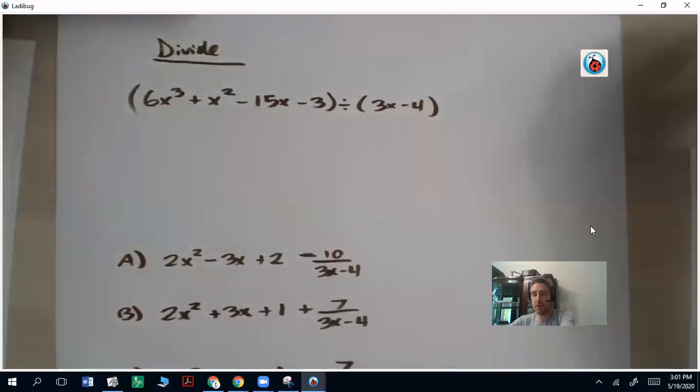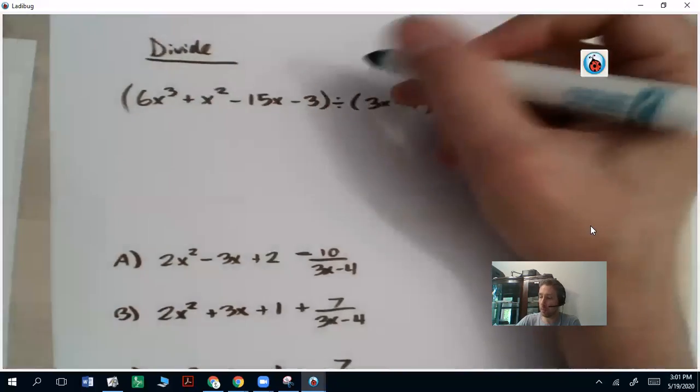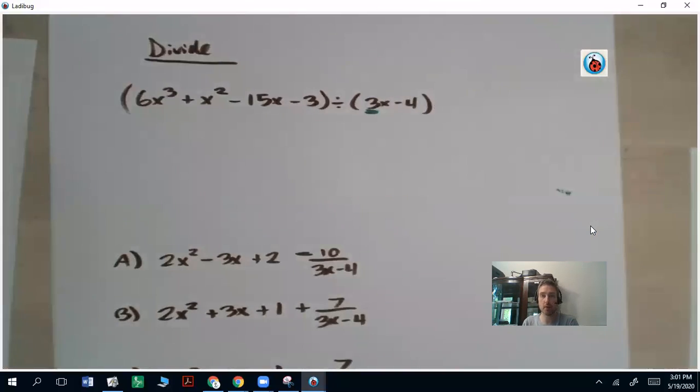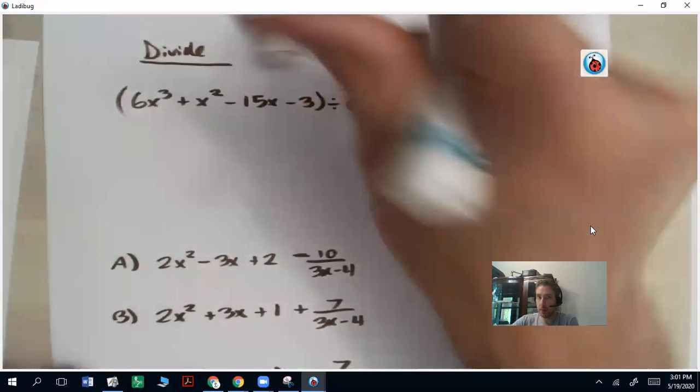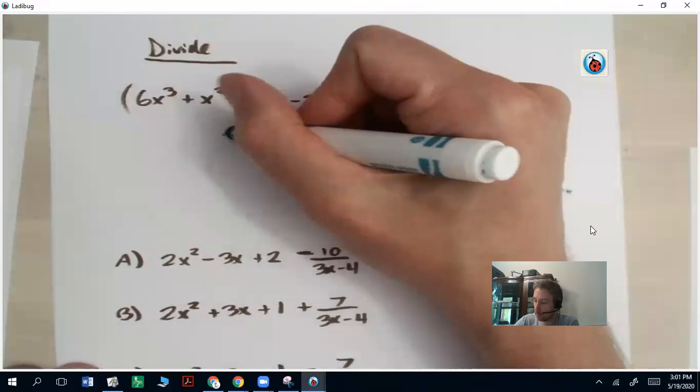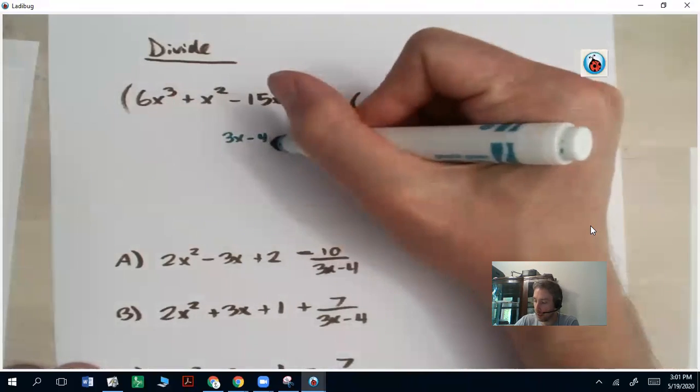Okay, to do division, this is going to require long division because the coefficient for x is greater than 1. Now, it's been a while since you've done long division, probably, so let's refresh the steps on how to do it. I put the 3x minus 4 on the outside.